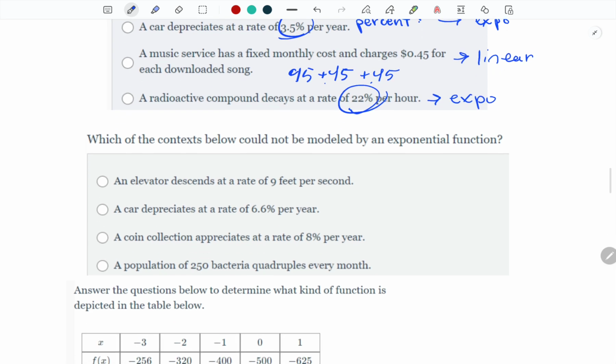Let's try it one more time. Which could not be modeled by an exponential function? Okay, not exponential is the same as linear. Please make sure you know what it's asking you.